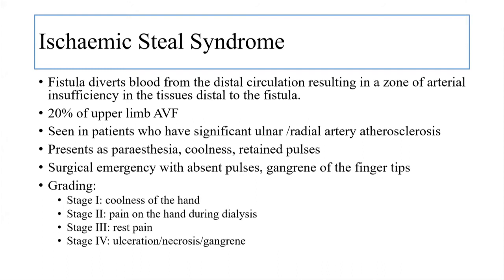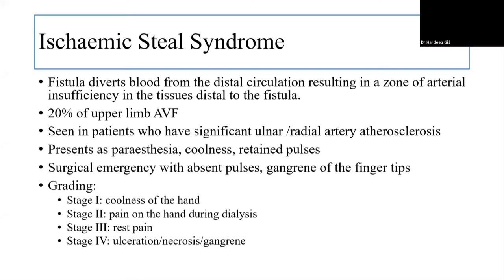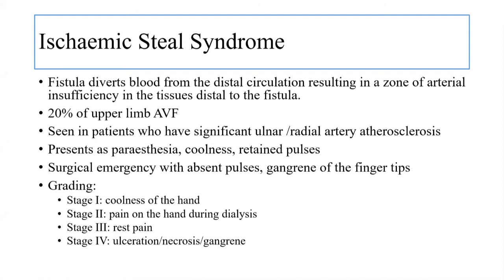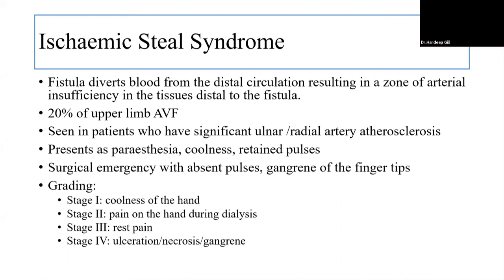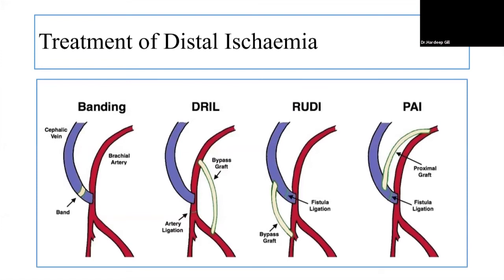There's a grading system for that. Stage 1 is coolness of the hand only. Stage 2, they may have some pain in the hand during dialysis. Then stage 3, they have rest pain. And stage 4, they have ulceration, gangrene, or necrosis.